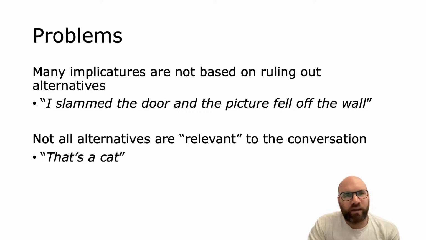Another thing that we will see is there are a lot of alternatives that people don't consider and they don't make implicatures about. So for example, if I say, that's a cat, then a stronger alternative for that would be any sentence that entails that's a cat and is not entailed by that's a cat. And in fact, there's an infinite number of sentences that could do that because we could just add more things onto the sentence. So for example, that's a cat and I like ice cream.